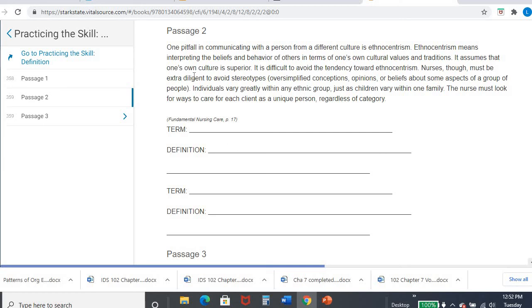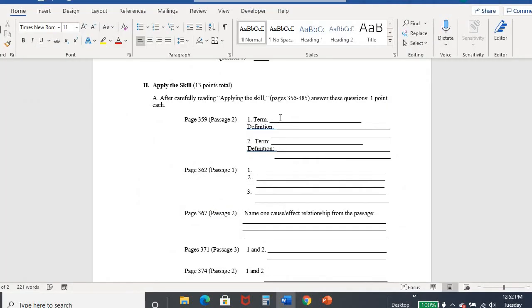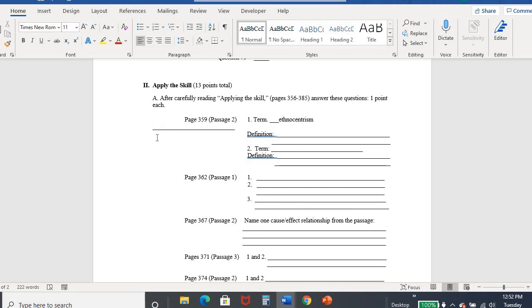All right, in this paragraph, there were 2 vocabulary words. I'll do the first one with you. The first one was ethnocentrism. So you're going to put that word on the blank right here. Okay, and all my little lines go everywhere. And then it wants you to write the definition.